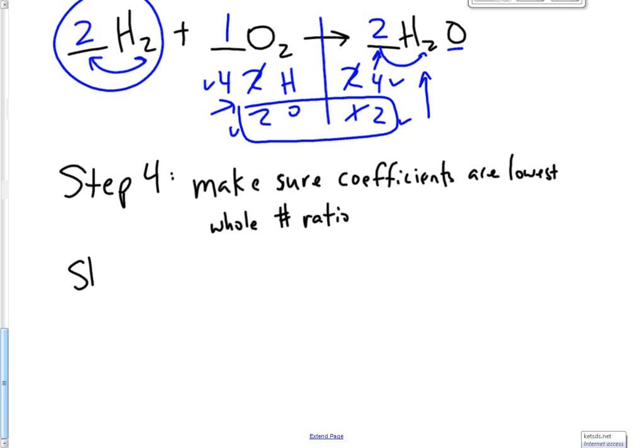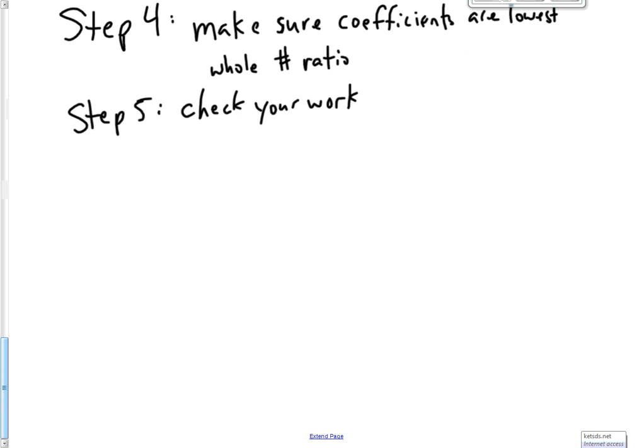All right, and then step number 5, just like in math, check your work. So just give it a once over. Do I have the same number of hydrogens on the left and the right? Do I have the same number of aluminums on the left and the right? Just a quick count. And that's balancing equations. We'll talk about balancing combustion equations in the next video.